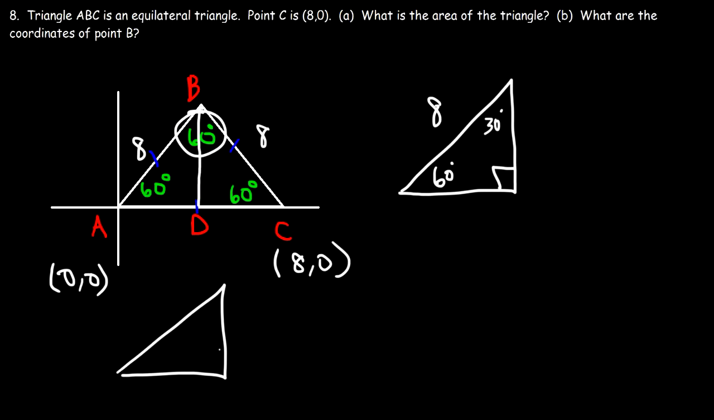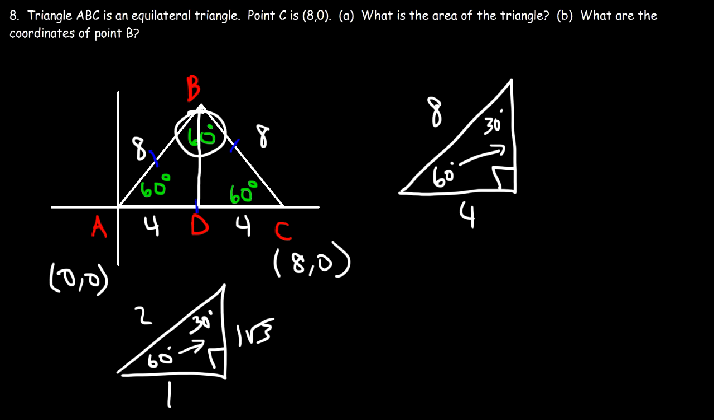Now, if we have a 30, 60, 90 triangle, what are some things that we need to know? Across from the 30-degree angle is going to be half of whatever the hypotenuse is. So if the hypotenuse is 2, this is 1. The side across from the 60-degree angle is going to be whatever this is times the square root of 3. So the hypotenuse is 8. So across from the 30-degree angle, it's going to be half of 8, which is 4. So this side is 4, that side is 4.